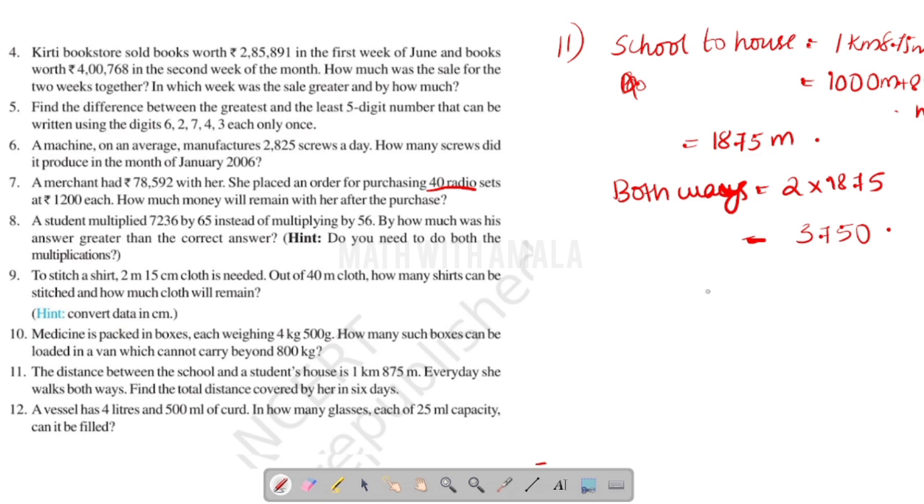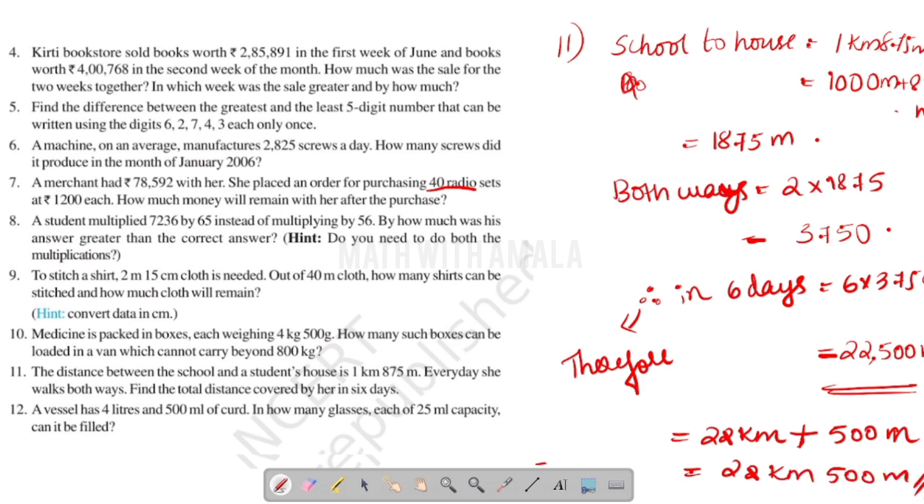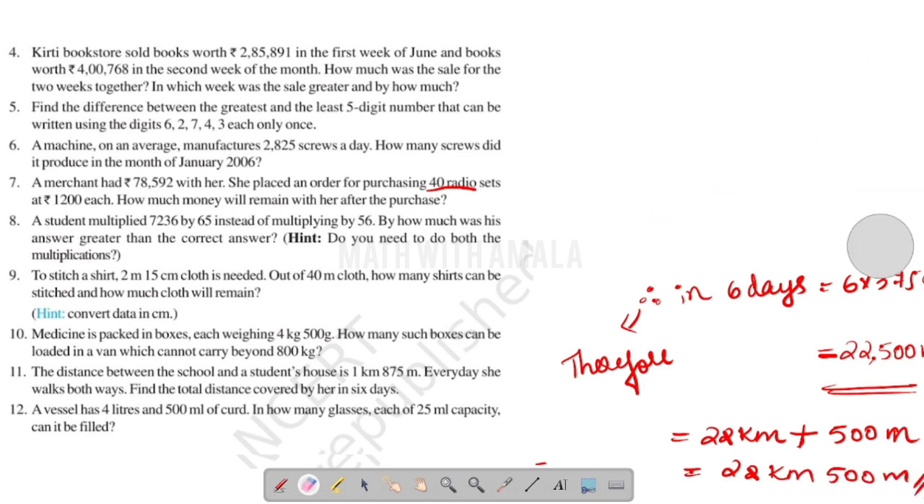If she comes from school to house, it is one way, and from house to school is a second way, or both ways. So in total it will be 3750. Let's multiply this number with 6. In a day she walks 2 times, and for 6 days she will walk 22,500 meters, that is 22 kilometer and 500 meters.